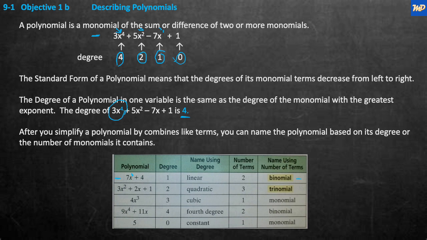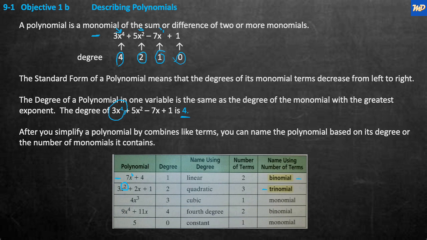3x squared plus 2x plus 1. What's the degree? 2. It's a second degree polynomial because the highest exponent is 2. The name for this, since it's 2, is quadratic. And there are 3 terms, so this is a trinomial. There are 3 monomials in this trinomial.